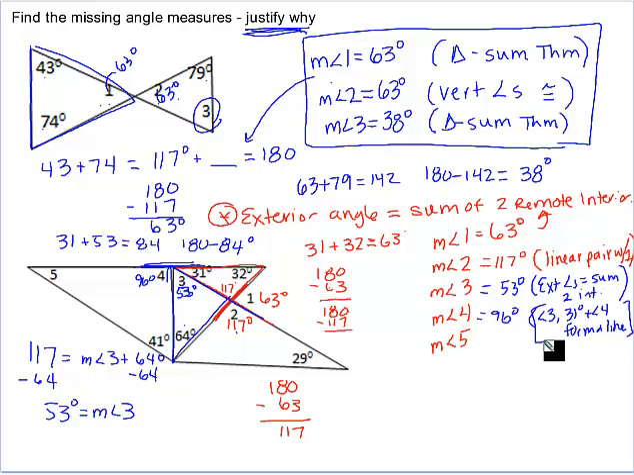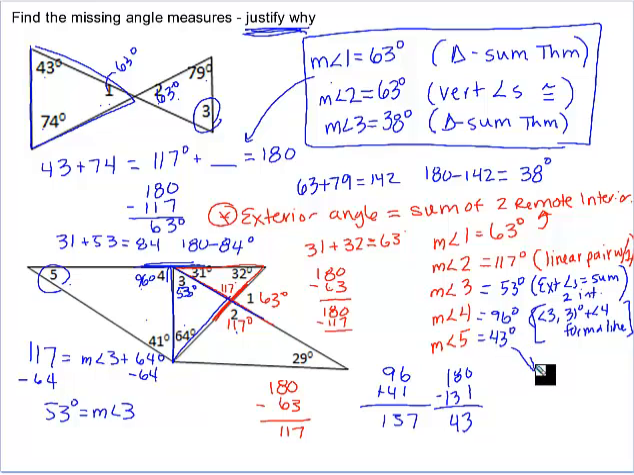Then last but not least, we have our angle 5 over here. So here we have 3 angles of the triangle. We know 2, we want to find the third, so we can add up the 2 we know and subtract from 180 to get the third. So we can take 96 plus 41 to get 137. And then to get angle 5, we would want to take 180 minus 137, and that would give us 43. So angle 5 is 43 degrees, and our reason why is the triangle sum theorem.